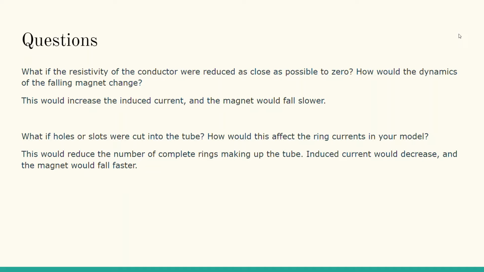And the second one is, what if holes or slots were cut into the tube? How would this affect the ring currents in your model? This would reduce the number of complete rings making up the tube, the induced current would decrease, and the magnet would fall faster.